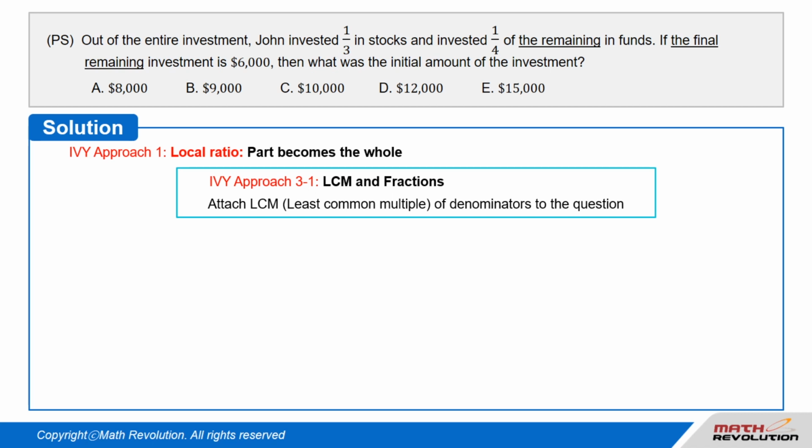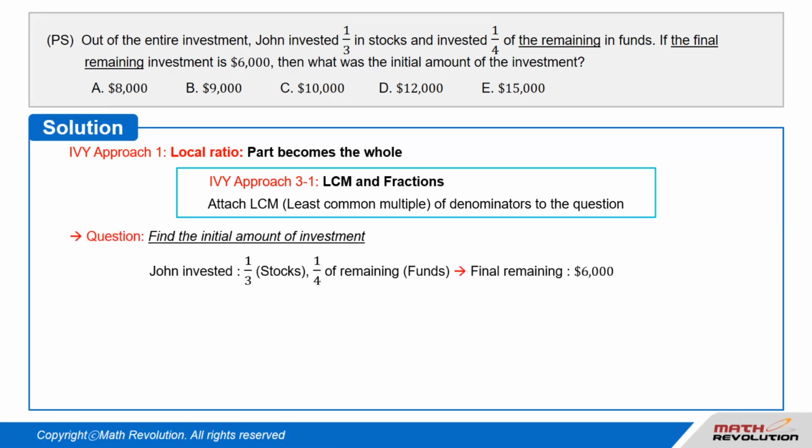If we are dealing with fractions, then we attach the LCM of the denominators of the fractions to the related initial letter. We have to find the initial amount of investment if John invested 1/3 in stocks, 1/4 of the remaining in funds, and the final remaining investment is $6,000.